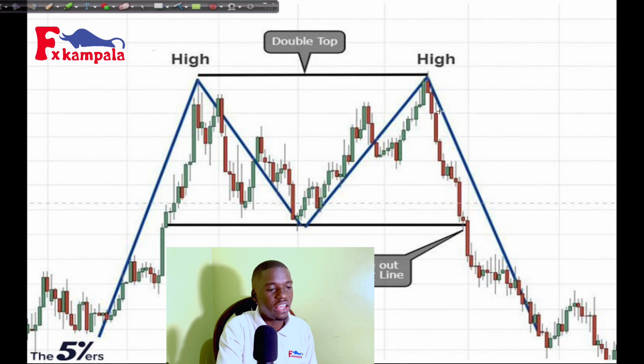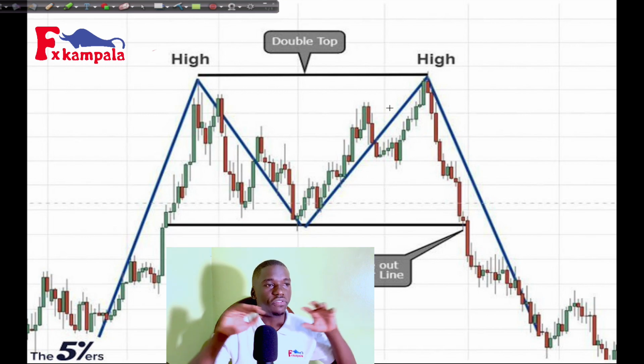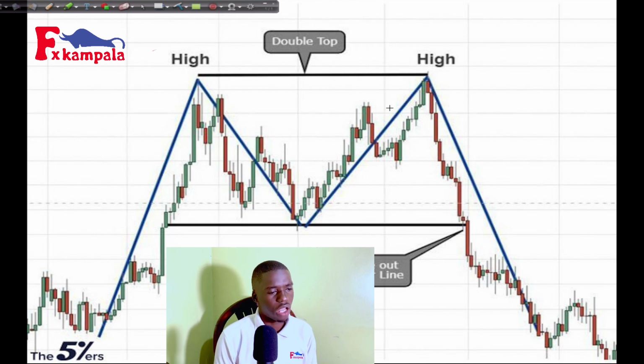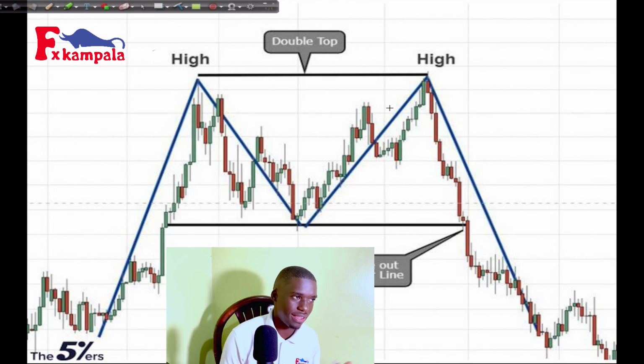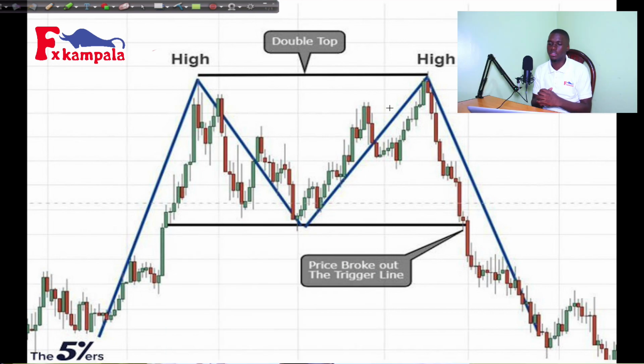This is head 1, this is head 2. It's not a must that they should literally be of the same size. One may be slightly higher than the other. It shouldn't be accurate, in other words.